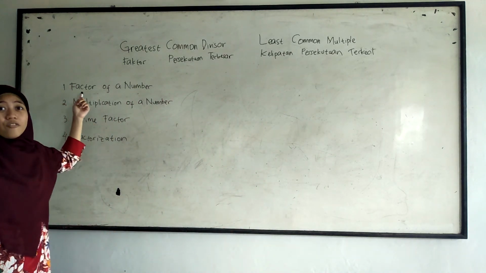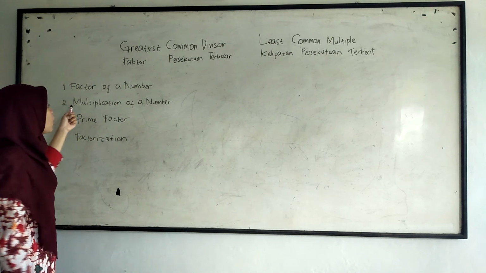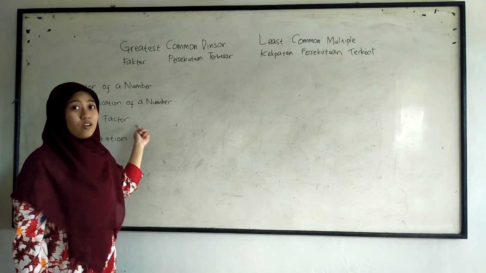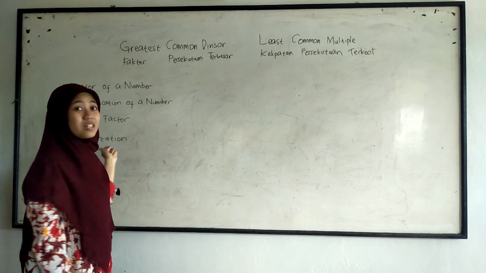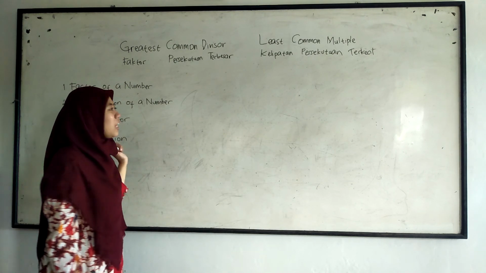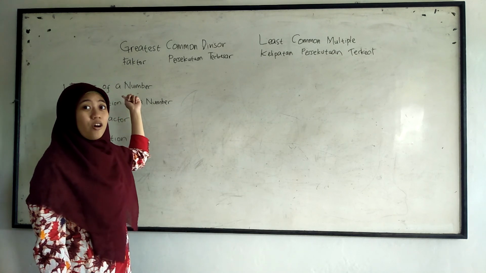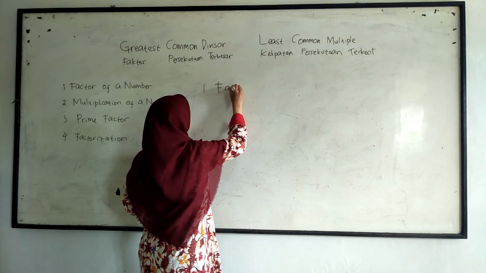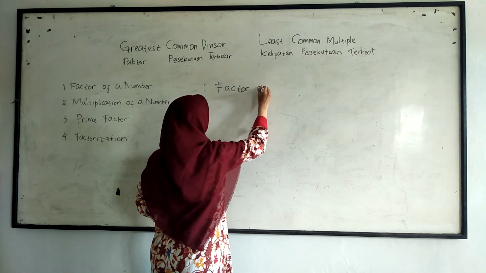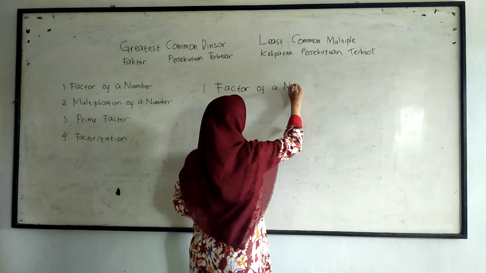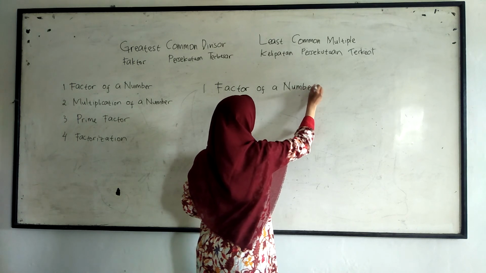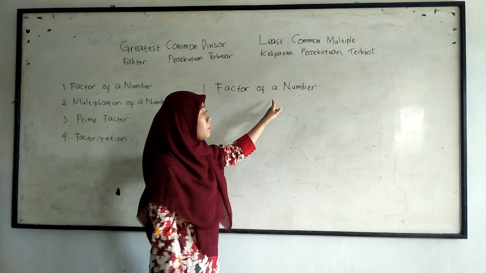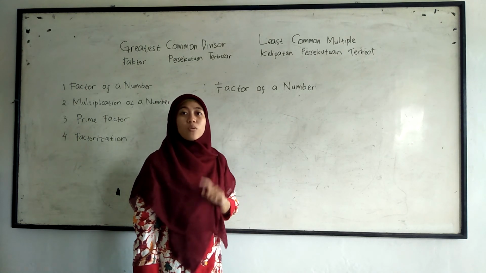First, factor of a number. Second, multiplication of a number. Third, prime factor. And fourth, factorization. Okay, let's go to the first, factor of a number. Number A can be called as factor of number B if A can divide B without a remainder.